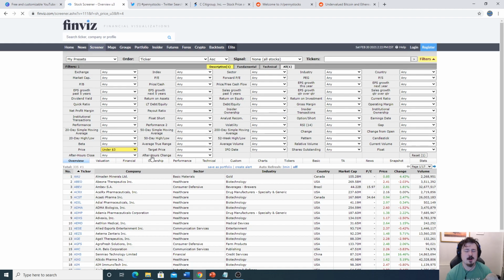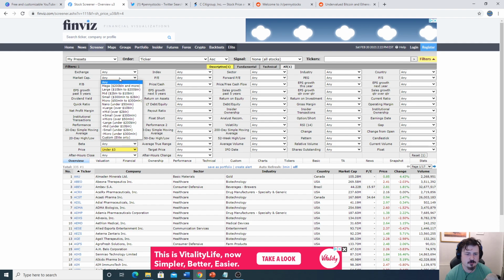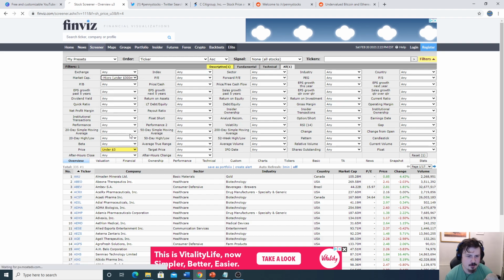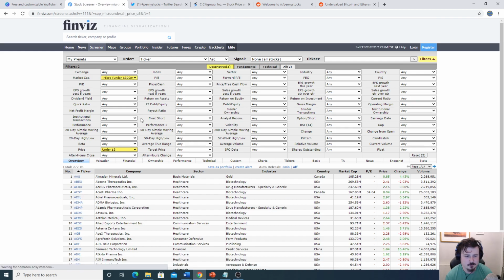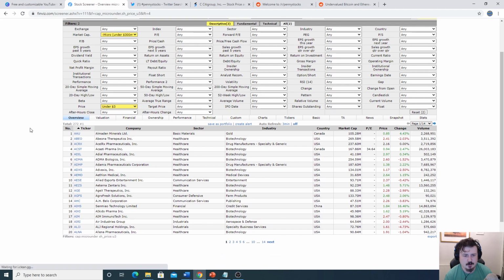Okay, so you can search by price. And then you might want to search by market cap, because of course you want to find a low market cap stock potentially that's at a low price, because it's got room to run. So you may look micro under 300 million, and now you find all the penny stocks that are under $3 and have a market cap of under 300 million. And then what you can do is then click on one of these.